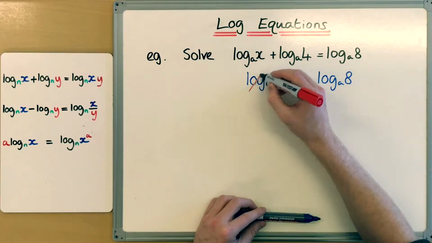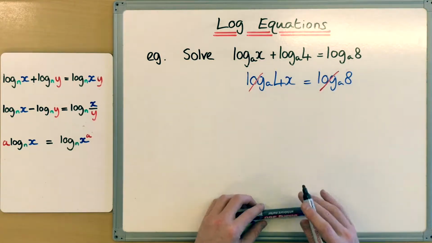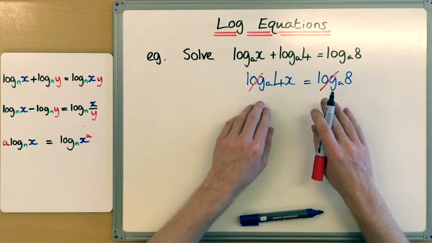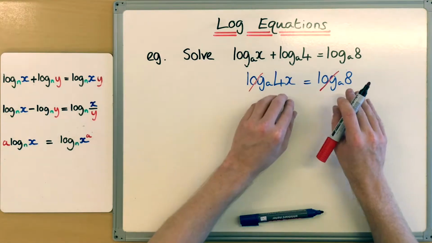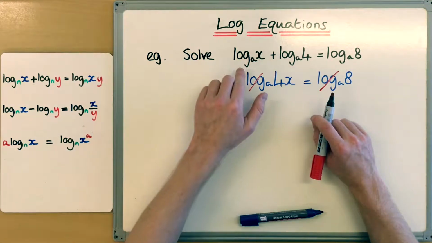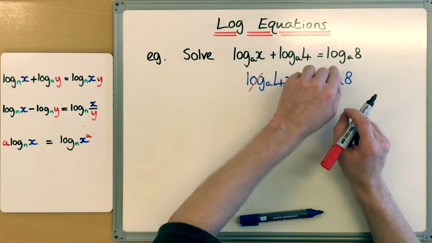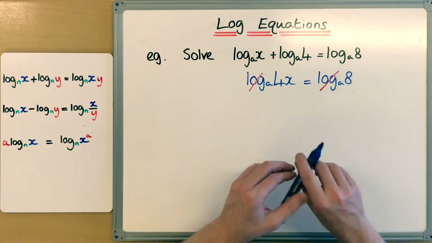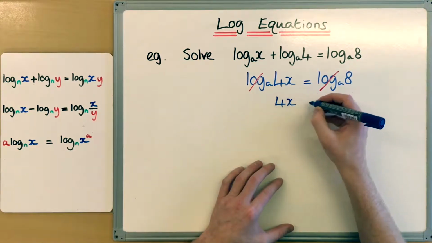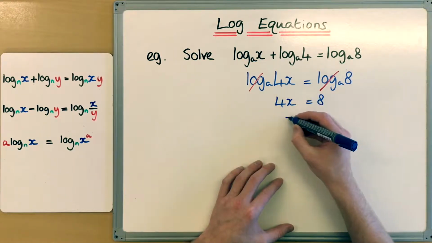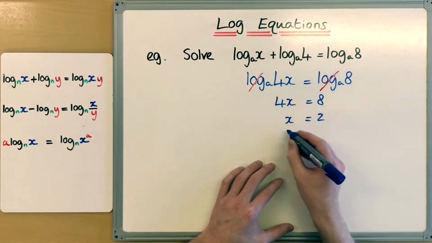In other words, the log on both sides cancel. Please note that we can only cancel logs when you've got log and log, a single log containing everything on both sides. We can't just look here and say cancel log, cancel log, cancel log. So that gives us 4x equals 8, and we can quite easily solve that. Divide by 4 to get x equals 2.